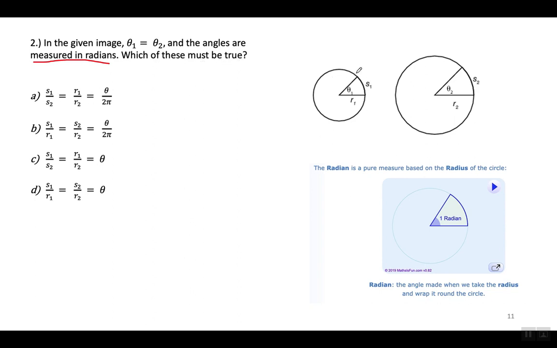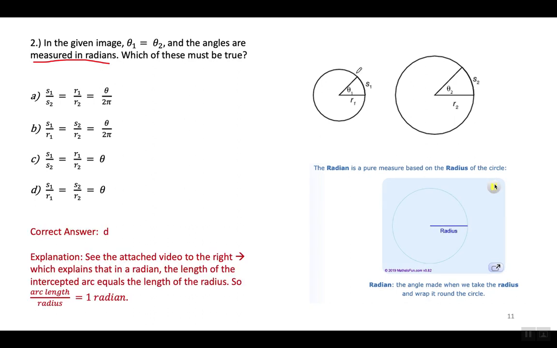Okay, so if the angles are measured in radians, I think it's easiest to explain this one if I show you the correct answer so that I can talk about why it's correct. All right. The correct answer is D. Let's look at it a second. All right, so the correct answer is saying that if I take this arc divided by this radius, it'll equal this arc divided by this radius, and that'll equal the measure of these angles.